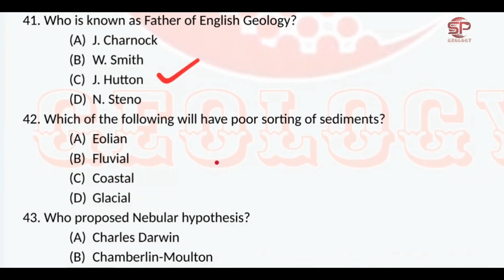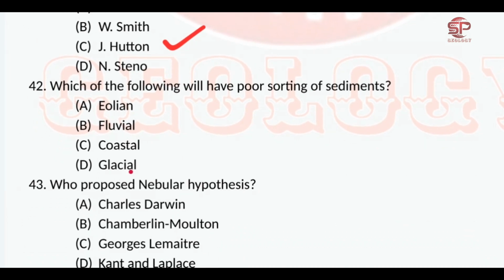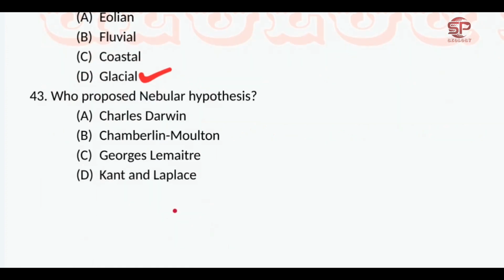Which of the following has poor sorting of sediments? Obviously, it is glacial sediment, which is very poorly sorted. It consists of coarser to finer grains. All types of grain will be found in glacial sediment. Who proposed the nebular hypothesis? The nebular hypothesis was proposed by Kant. Chamberlin and Moulton gave the planetesimal theory of the origin of Earth.